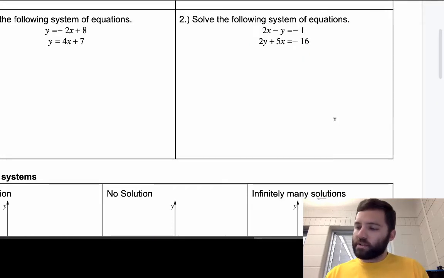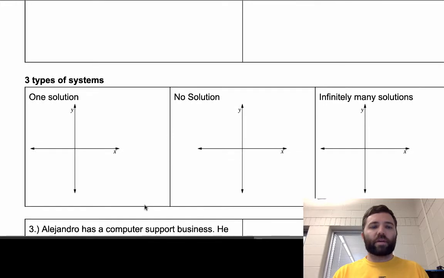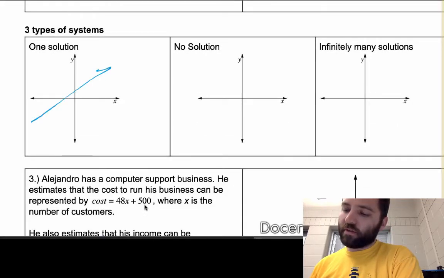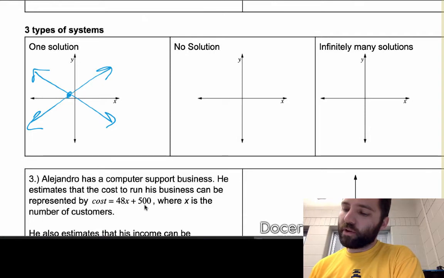All right, now let's talk about possible solutions here. Possible ways that your solutions could look. So 3 types of solutions. We've already looked at one type. That is one solution. That's where you have a line and another line, and they cross at one point. Oh, and we call this system consistent and independent. Consistent and independent.